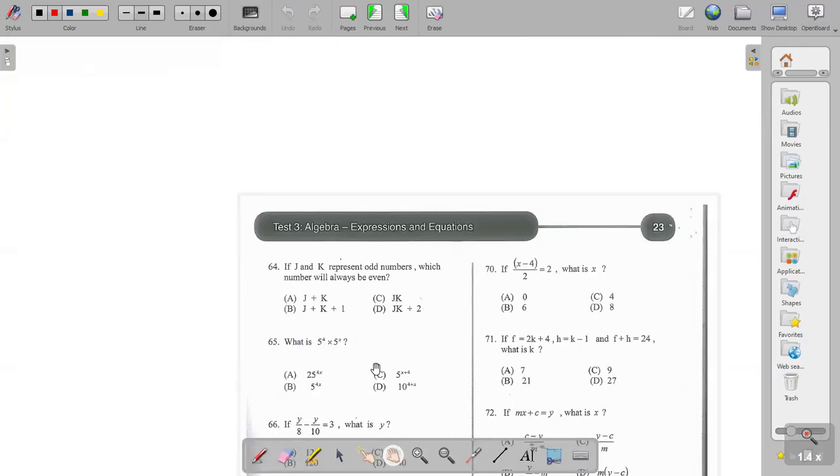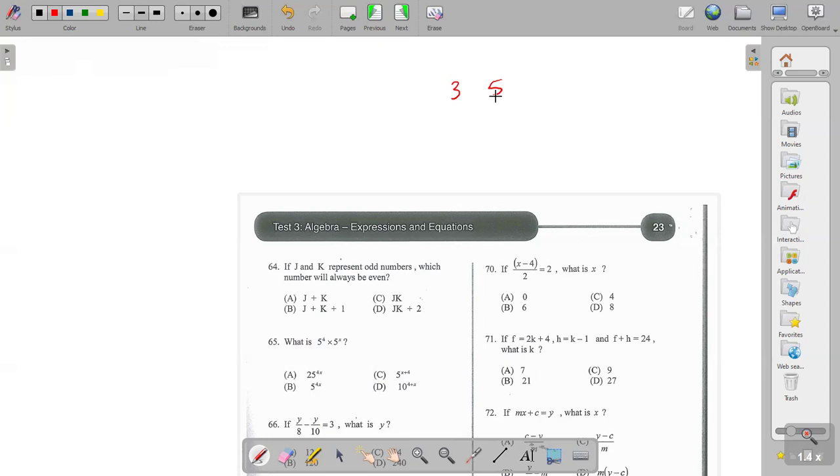If J and K represent odd numbers, which number will be even? You should know that to get an even number, it is the number right after an odd number. So you just have to add 1. So let's see which one works. Let's try 1 and 3. Let's try actually 3 and 5. 3 is the odd number, 5 is the odd number after, which will be even.